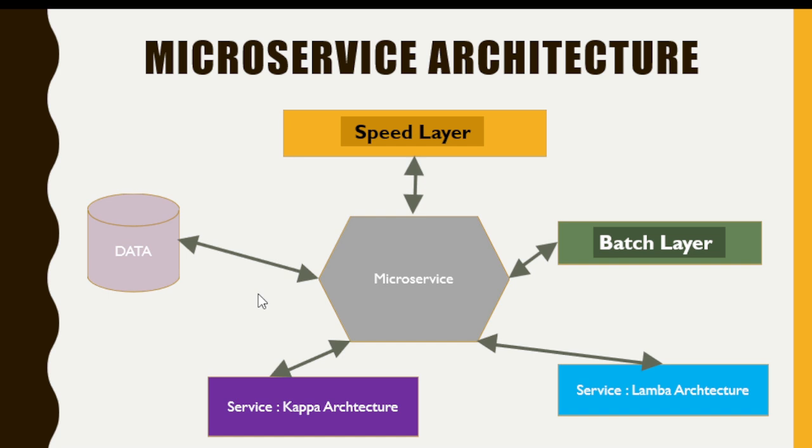Finally, let's discuss microservices architecture. Microservices architecture is a software architecture pattern in which complex applications are broken down into smaller, independent services. Each service is responsible for a specific function and they communicate with each other through APIs. Microservices architecture is particularly useful when dealing with large, complex applications that need to be scalable, maintainable, and testable.